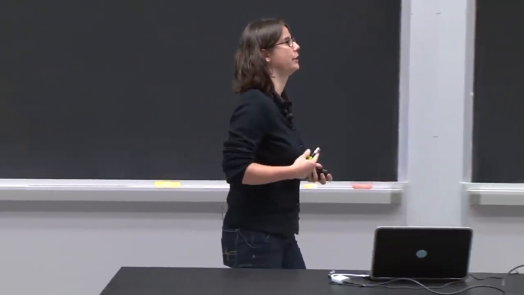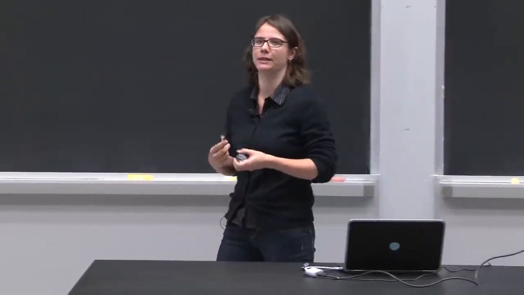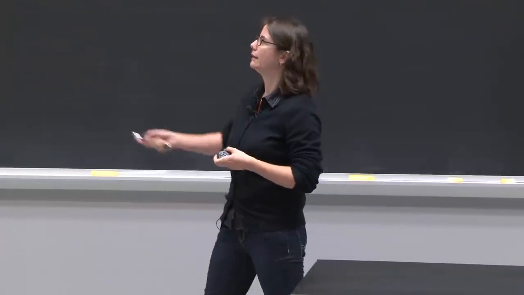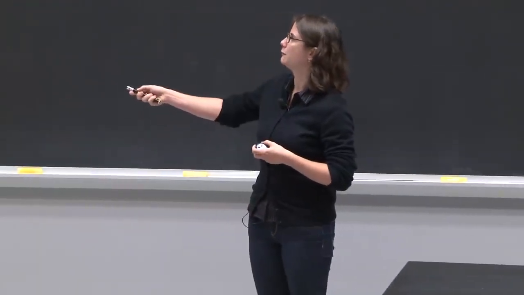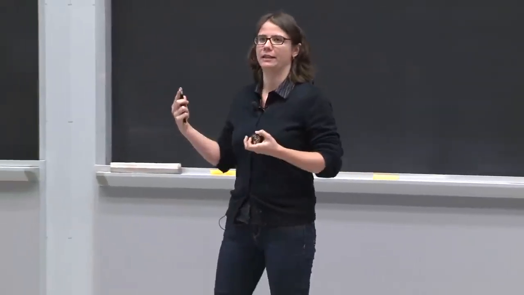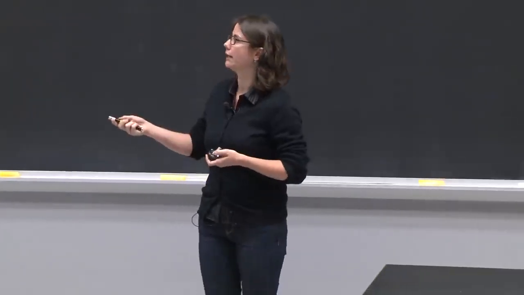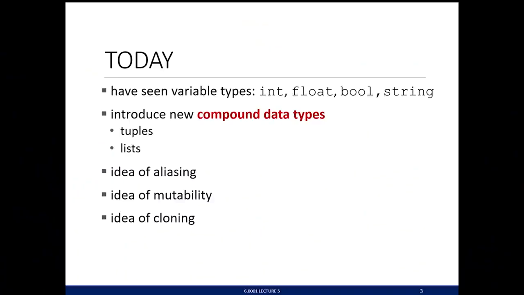So today, we're going to introduce two new data types. And they're called compound data types because they're actually data types that are made up of other data types, particularly ints, floats, booleans, and strings. And actually not just these, but other data types as well. So that's why they're called compound data types. So we're going to look at a new data type called a tuple, and a new data type called a list. And then we're going to talk about these ideas that come about specifically with lists.